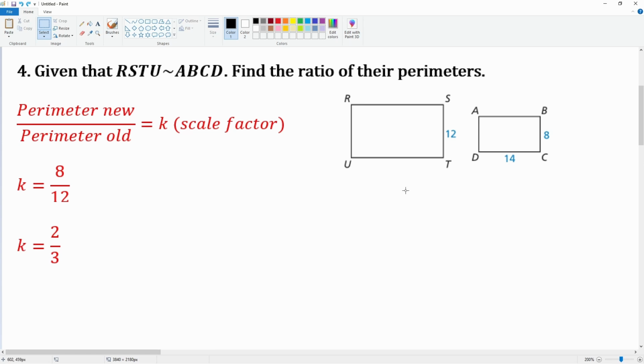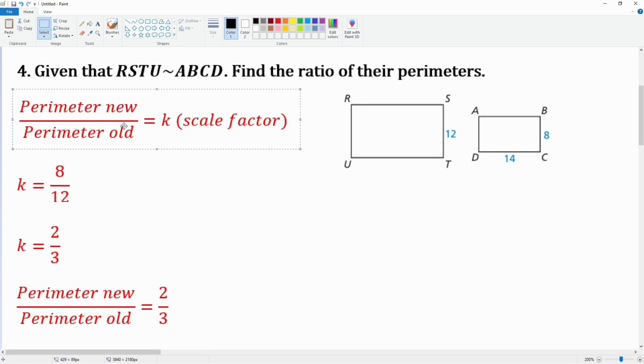You get smaller. Did you know that the scale factor is also the perimeter ratio as well? So the perimeter of the new over old is 2 over 3. Okay, it's a straightforward ratio. This definition has to be known right here, that the perimeter new over perimeter old is equal to K, the scale factor.